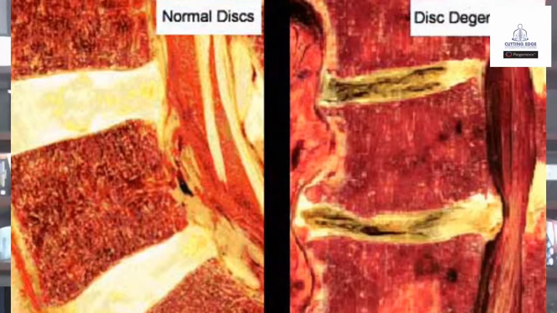So for instance, when we take a look at this picture, one of the things that we see is a normal disc on the left and a degenerative disc on the right. And that degenerative disc on the right shows you that narrowing, that loss of fluid, all of those things that are in place.